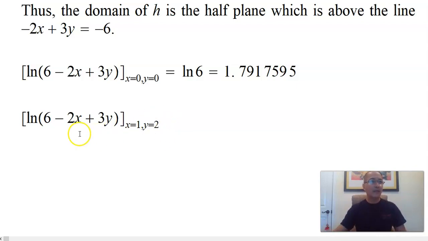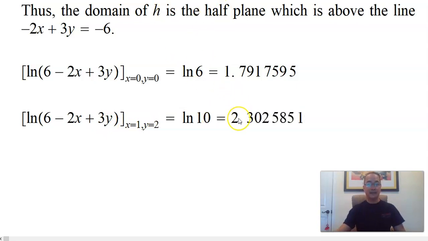Any problem with that? I don't think so. You'll get 6 here, 12 minus 2, 10. ln of 10? Yep, ln of 10. So that is a valid point that we can plug in, and we will output approximately 2.3. Okay, how about the point below that line?